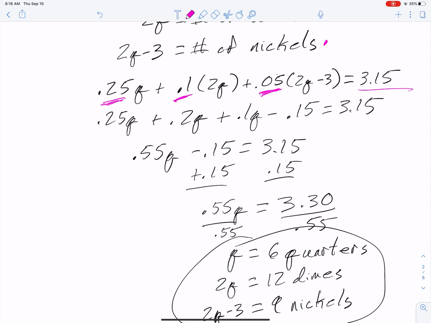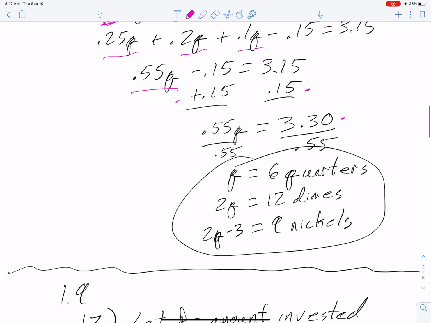So I take care of my distribution. I multiply my 0.1 times my 2Q, and I can start combining like terms. 0.25 plus 0.2 plus 0.1 gets me 0.55Q. I add 15 to both sides. 0.55Q equals 330. Divide by my 0.55, and that's going to get me 6 quarters. 6 times 2 gets me 12 dimes, and 12 minus 3 gets me 9 nickels.